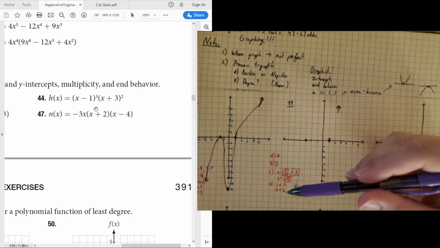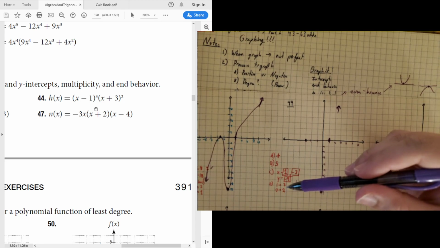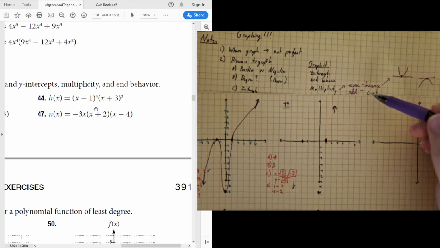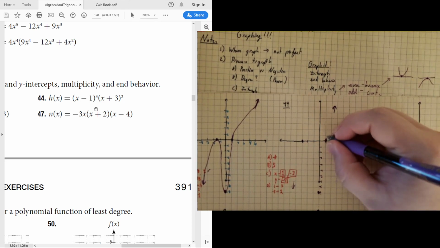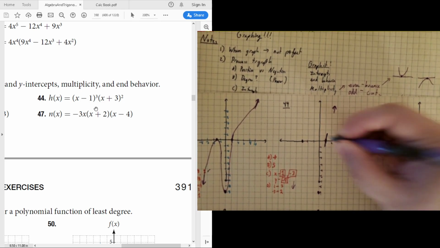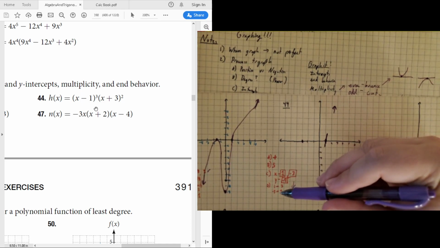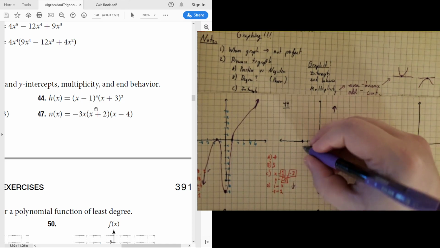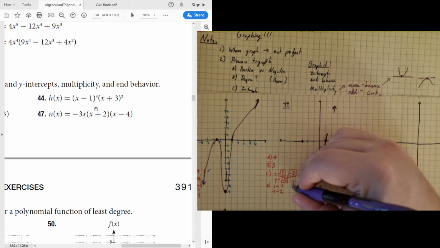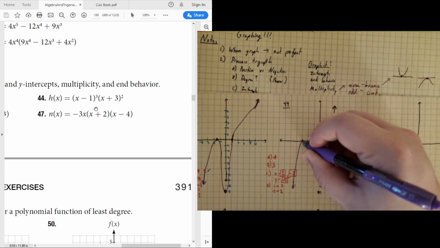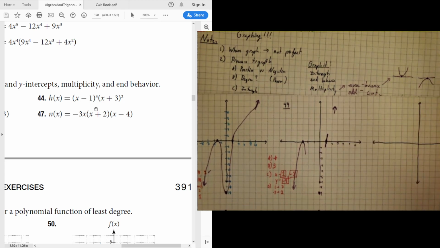So, the 1, it has a degree of 3. 3 is odd. Since it is odd, that means, according to my little graph here, it's going to cut. So, it's going to cut through the 1, like so. The negative 3 has a multiplicity of 2. 2 means it's going to bounce. So, it's going to come from the bottom up to negative 3, and then it's going to bounce off of negative 3 and start heading back down.